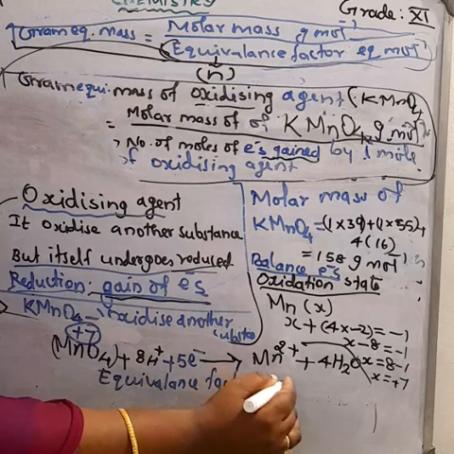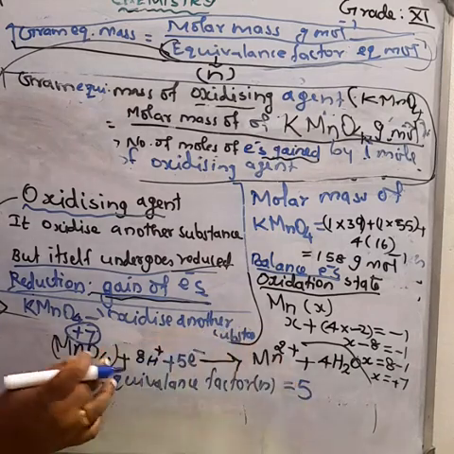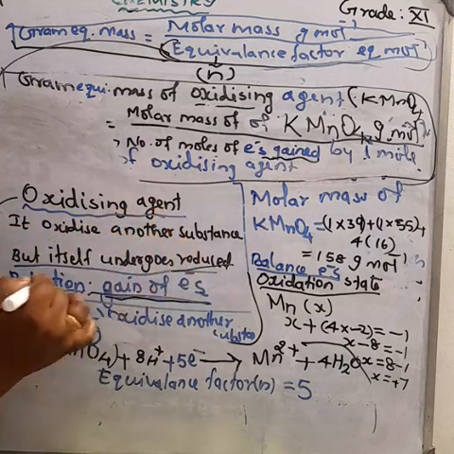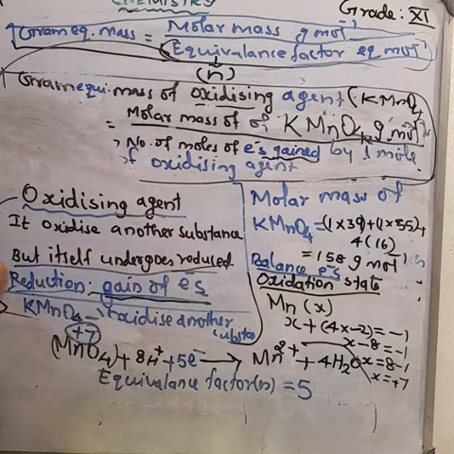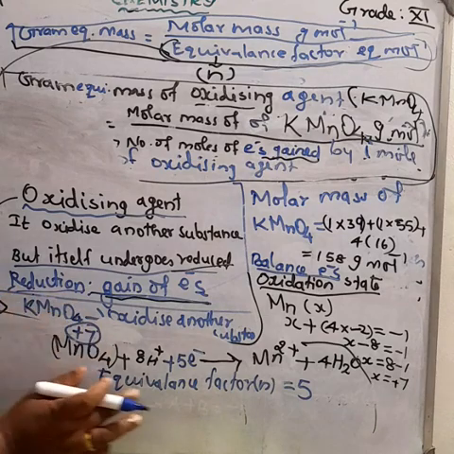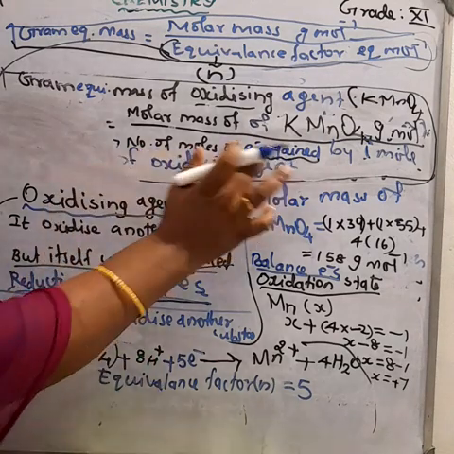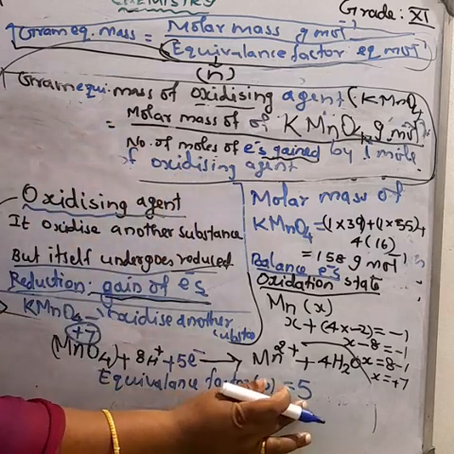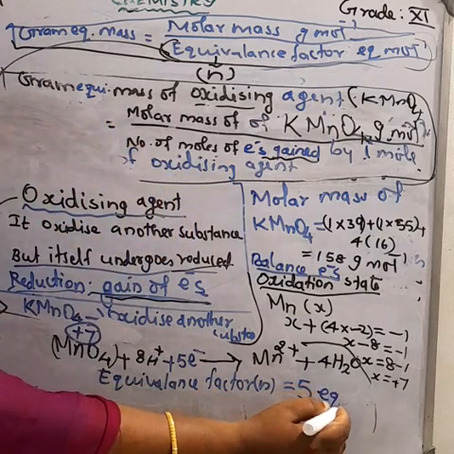So this is one of the oxidizing agents. An oxidizing agent always undergoes reduction, and reduction means gain of electrons. The equivalence factor is the number of moles of electrons gained. How many moles of electrons are gained here? 5 electrons. So here the equivalence factor N is equal to 5.